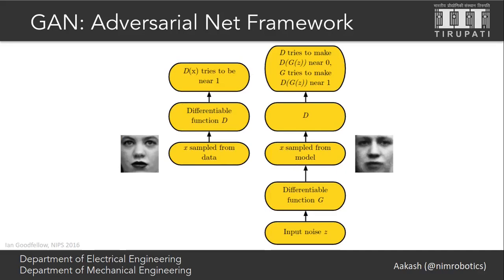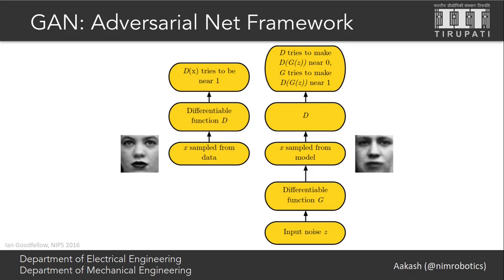GAN stands for Generative Adversarial Networks. This is the framework of a GAN. Here we have two players. One is the generator, one is the adversary. The goal of the generator is to generate real-looking fake images, and the role of the discriminator is to differentiate between the generated fake images and the real images. The discriminator tries to discriminate between the two distributions, and the goal of the generator is to fool the discriminator.